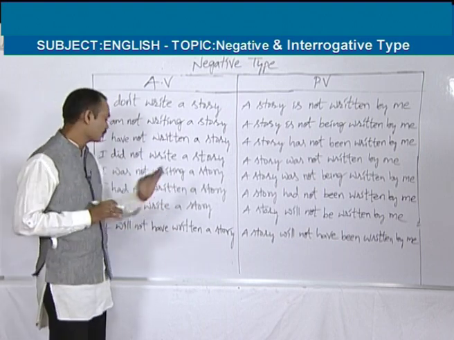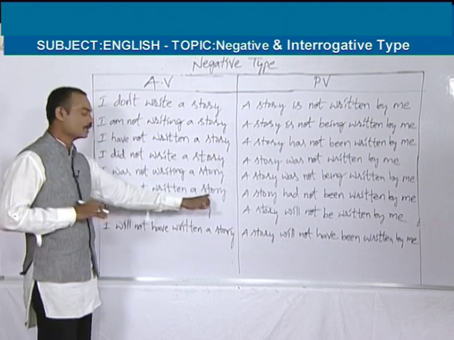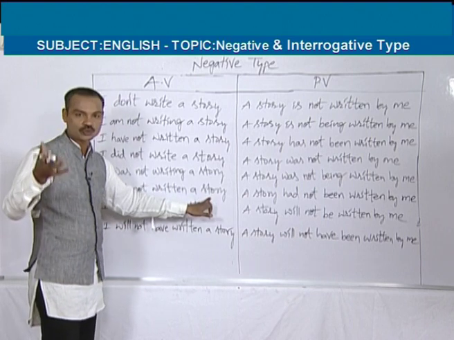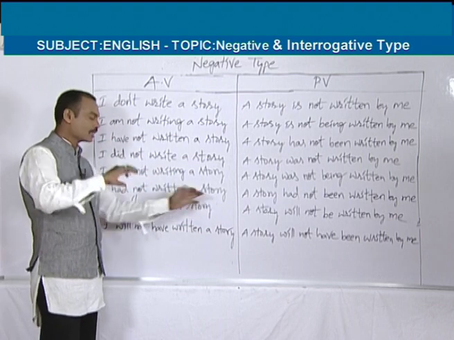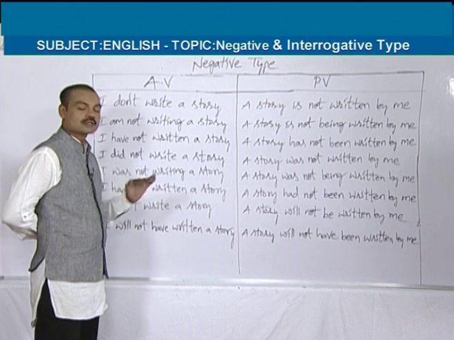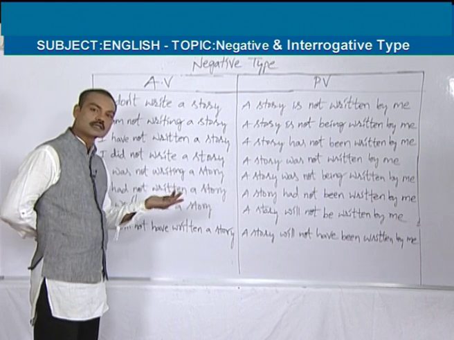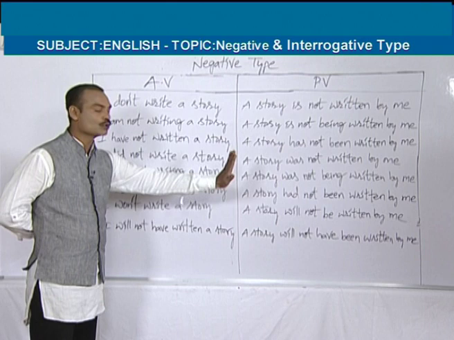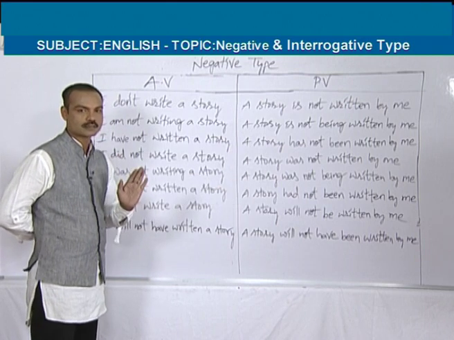Even in past perfect tense, I had not written a story or I had not written stories. So whether a sentence is from past perfect tense or simple future, if those sentences contain either singular or plural objects, there won't be any changes in the passivize.